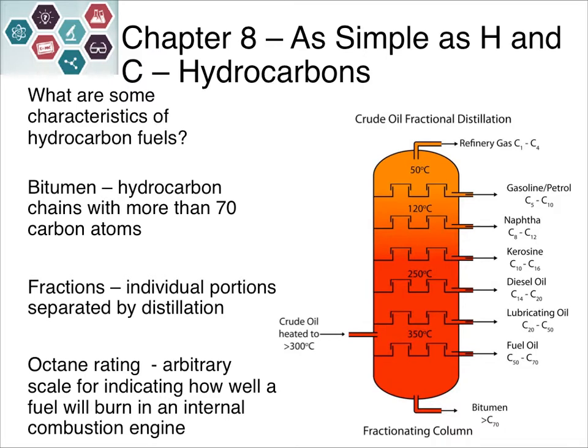So a few more terms with respect to this distillation setup. We've got what's called bitumen. That's down here at the bottom. Those are your very long carbon chains. So anything that has more than 70 carbon atoms we'll define as bitumen. Each of these individual pieces that we've already mentioned, each one is a fraction. So the individual piece coming off of the distillation.